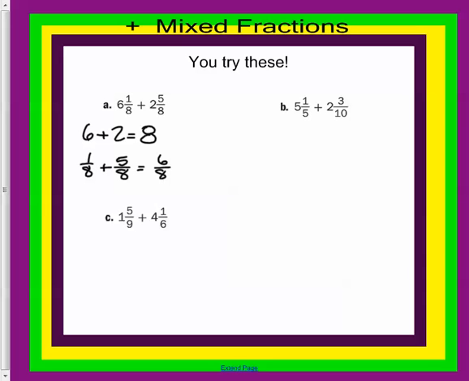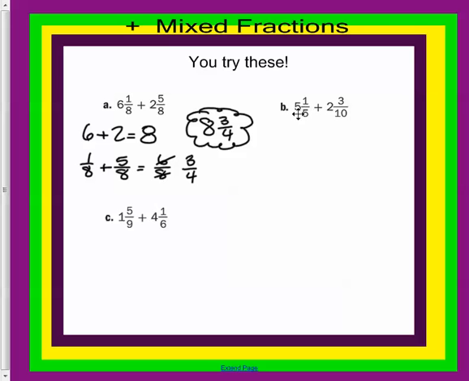Add your whole numbers. 6 plus 2 is 8, and then my 1/8 plus my 5/8. Ooh, their denominators are the same. Yay, I don't have to do as much work. Add the numerators, 1 and 5, so I get 6/8. Is that in simplest form? No, they are both divisible by 2, so I know that I have 3/4. So my answer is 8 and 3/4. Bubble it in so my teacher knows what I'm doing.